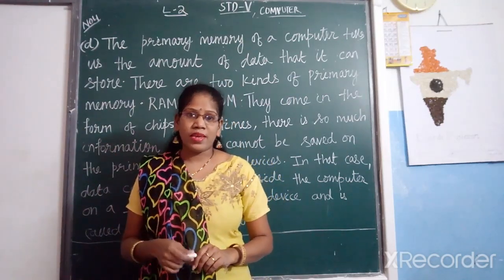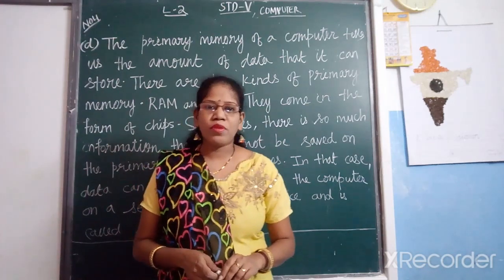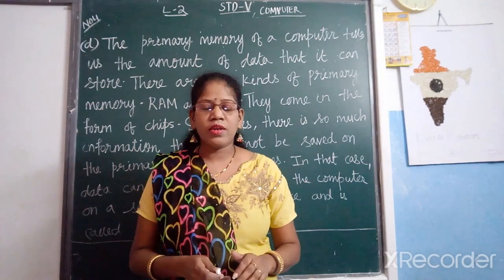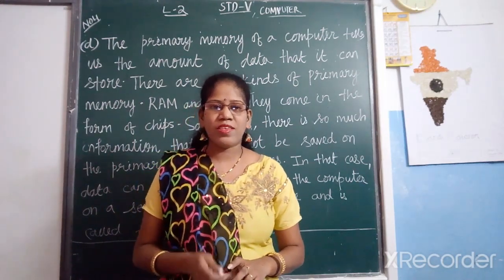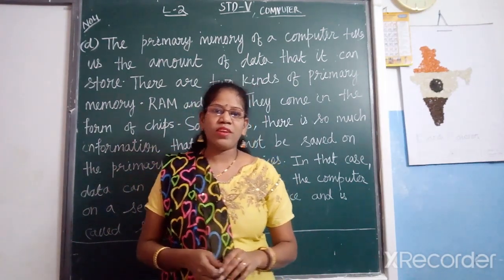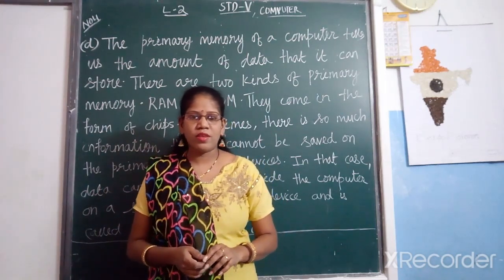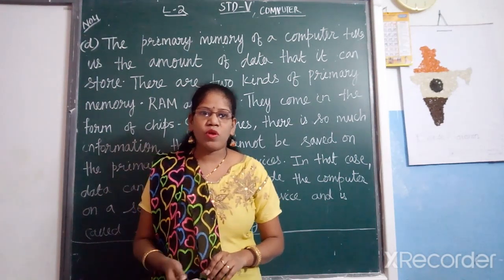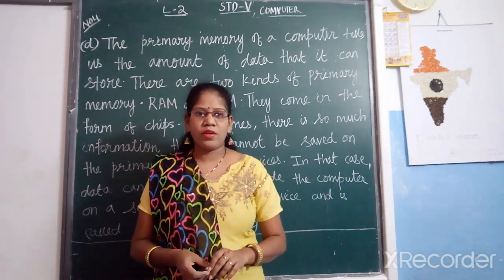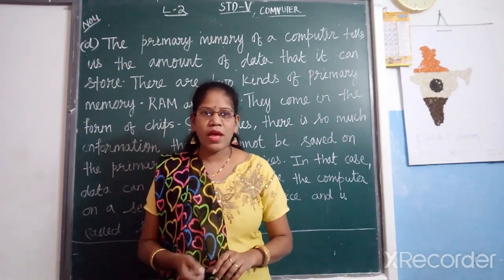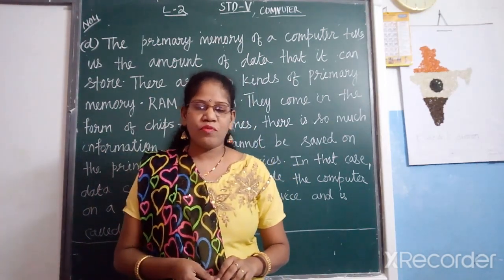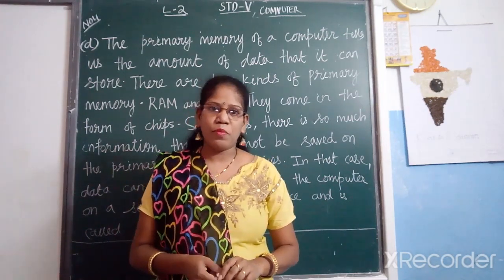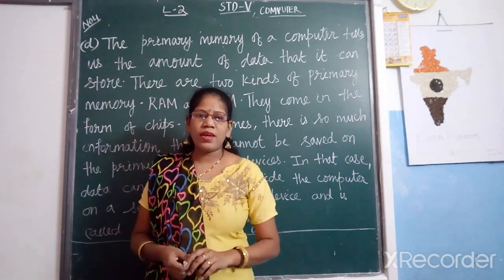Whereas what is secondary memory? Sometimes the storage capacity of the primary memory becomes full. There is no space to store. In that case, we need a secondary storage device. So the information, the data, can be stored outside the computer. You can take out the data with the help of your secondary storage device like your pen drive. So that is known as your what? Secondary memory. So just see the answer.